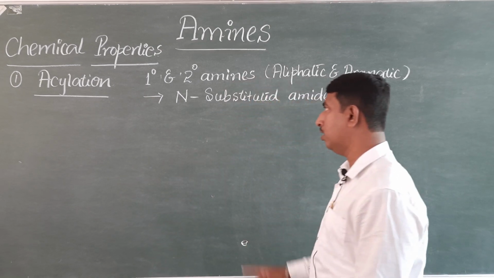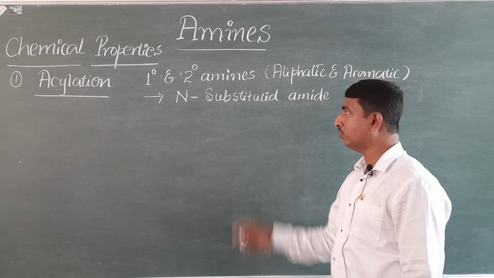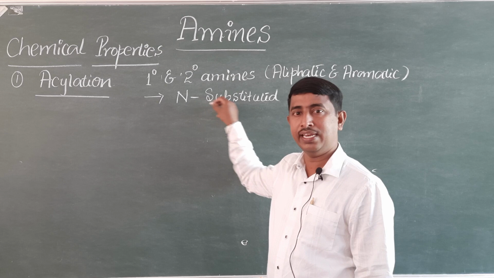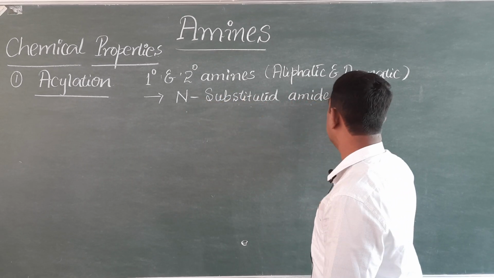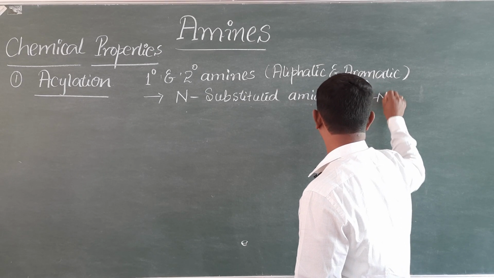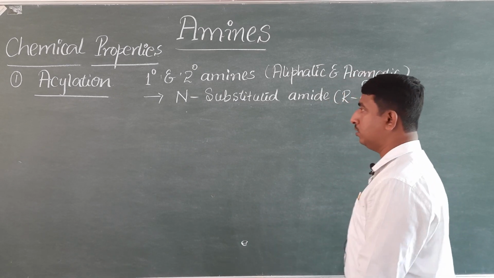When a primary amine or secondary amine undergoes acylation, the product obtained is called N substituted amide, meaning there is a substituent group upon nitrogen. We know the formula of amide, it is R C double bond O NH2.